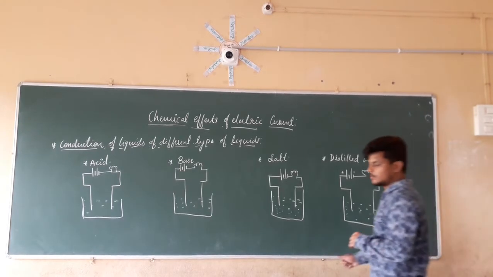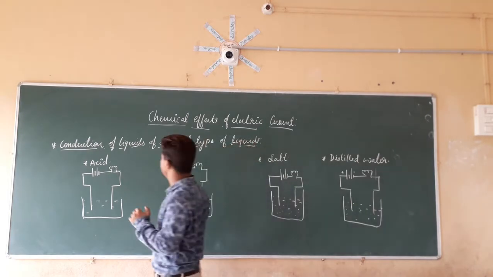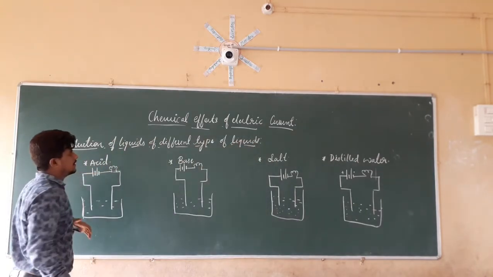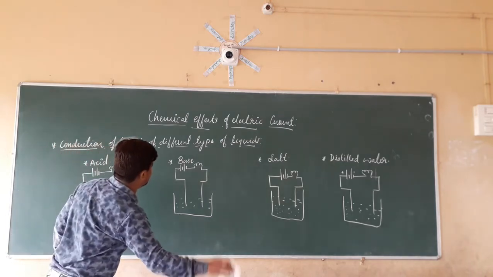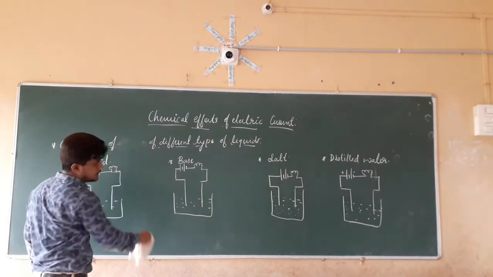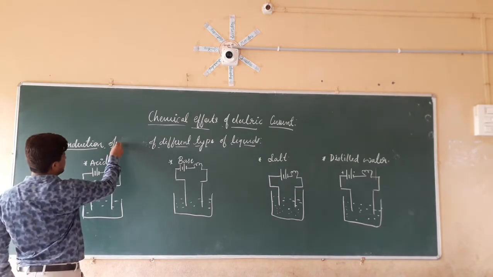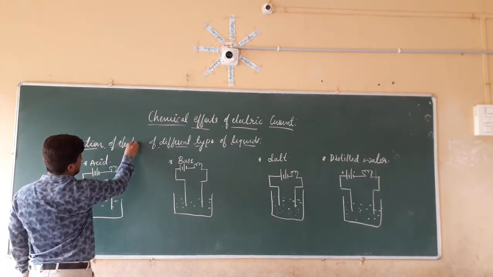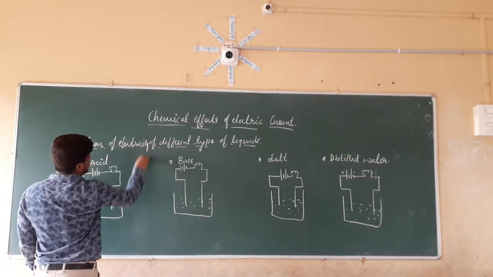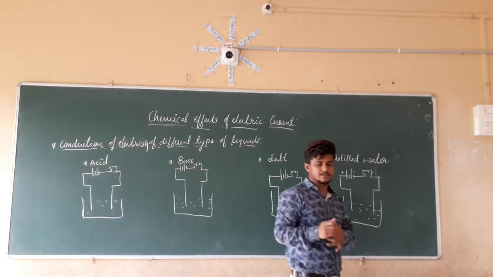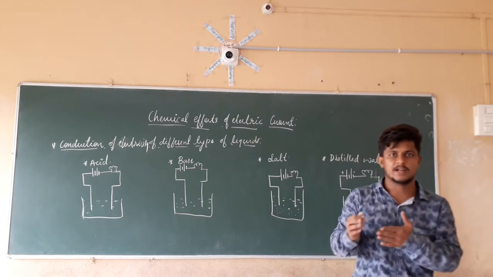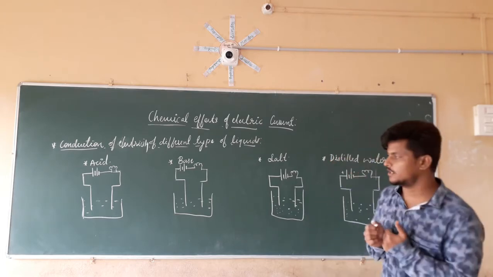Now next we are going to discuss the conduction of electricity in different types of liquids. We already discussed that conduction of electricity happens in liquids. So which types of liquids are going to conduct electricity? We have to check those things.